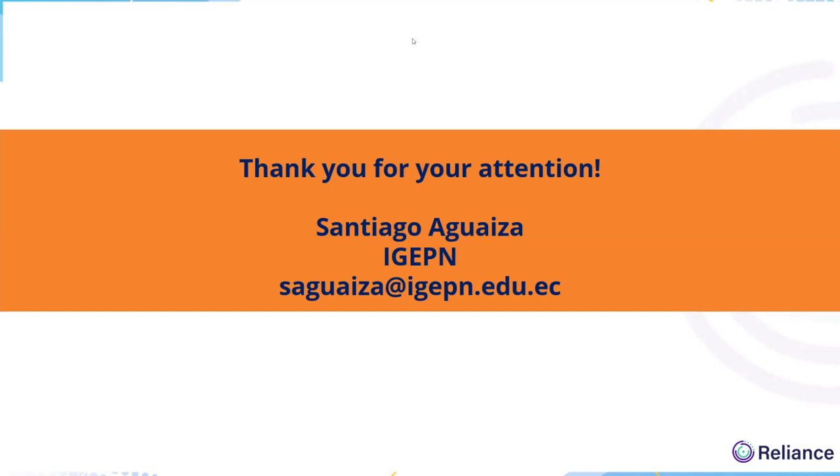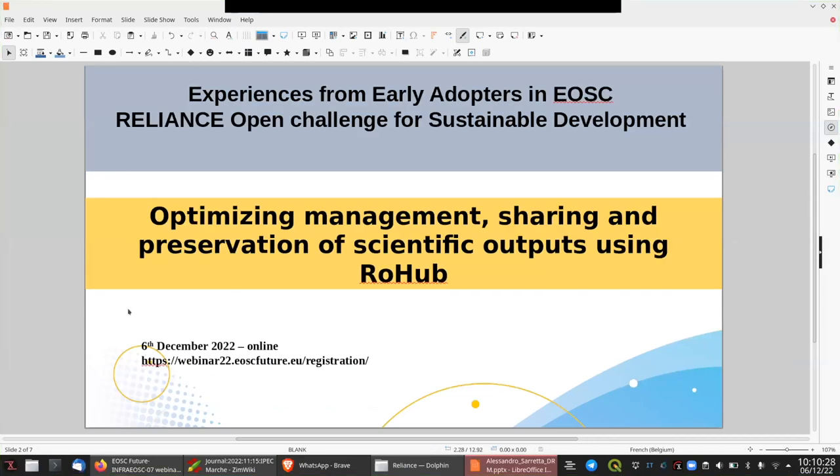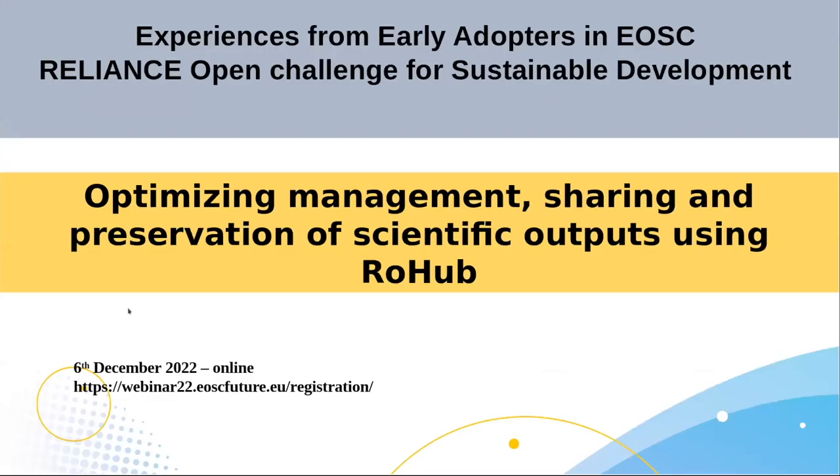Okay, Santiago, I will pass to the next speaker so that maybe we can leave the question and answer at the end, if you don't mind, considering the time constraint. Alessandro Saretta, I would like to give the floor to you now. Alessandro is a researcher at the CNR-IRPI, Research Institute for Hydrogeological Protection in Italy, and he has a specific presentation regarding experience of using ROHUB for optimizing management, sharing, and preservation of scientific outputs in the area of disaster risk management. So welcome, Alessandro, the floor is yours.